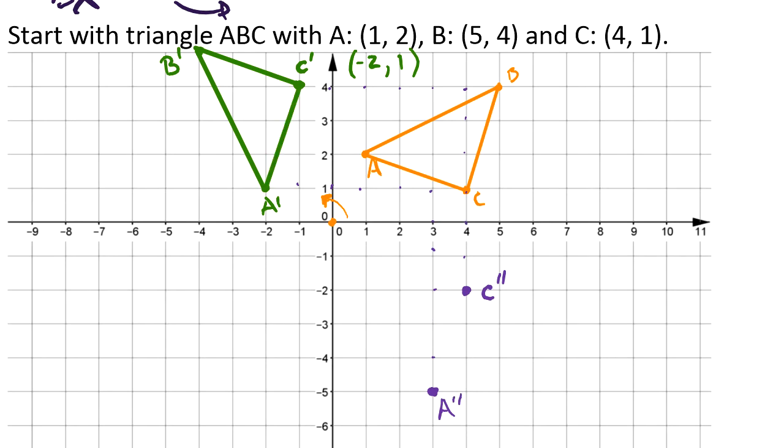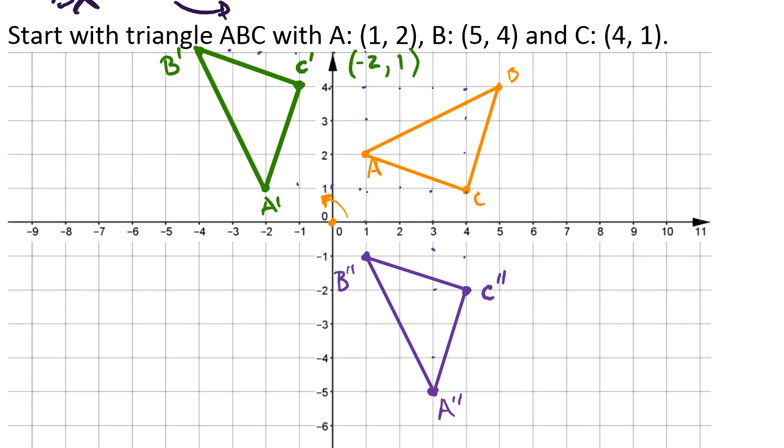The last point I need to move over is B prime. And same exact pattern, right? I'm going to go over 1, 2, 3, 4, 5, and then down 1, 2, 3, 4, 5, and 6. So this is now the point B double prime. Let me go ahead and draw those lines. Okay, so I think I'm ready to answer question B.